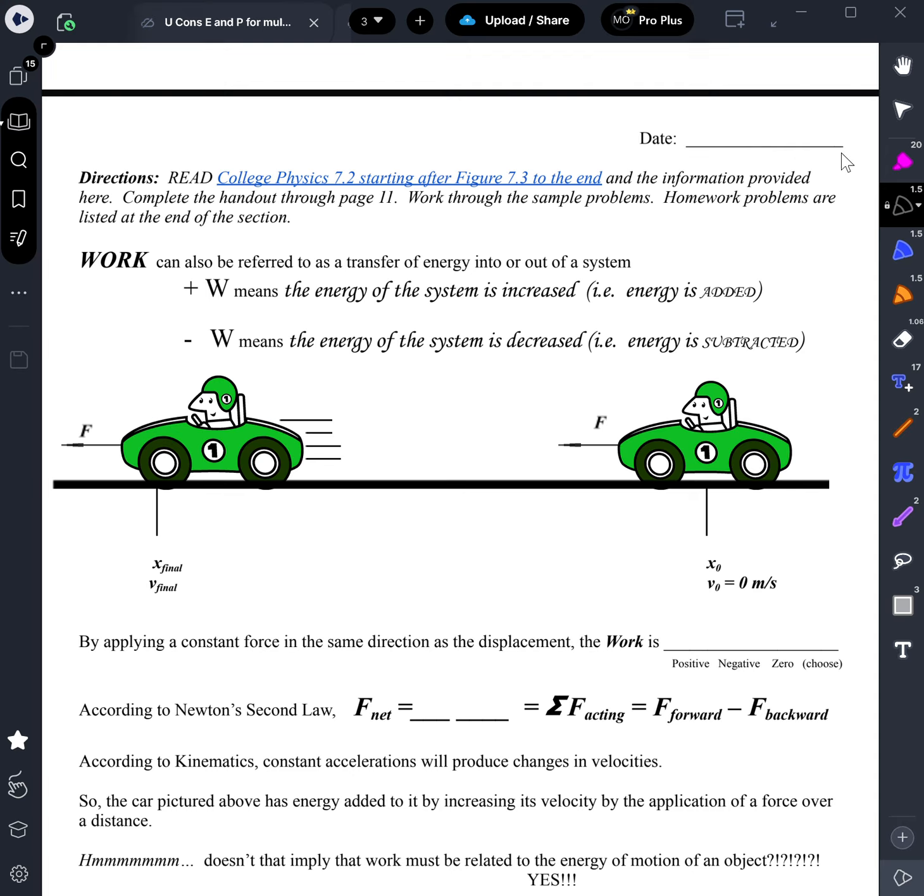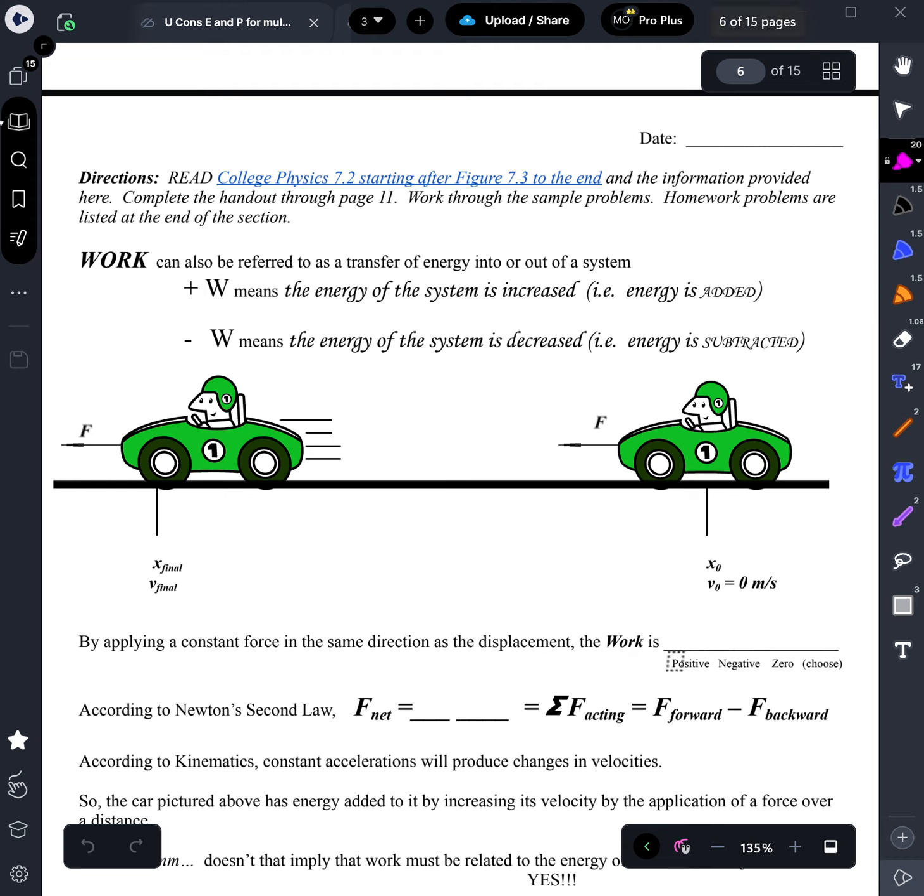So let's take a look at an example where we've got a car moving that experiences a force to the left, that was initially at rest at position x equals 0. And then at some time later, it's gotten up to a final velocity that is non-zero and is in a different position, but still experiencing the force to the left. By applying a constant force in the same direction as the displacement, we would determine that the angle is 0 and therefore that the work is positive.